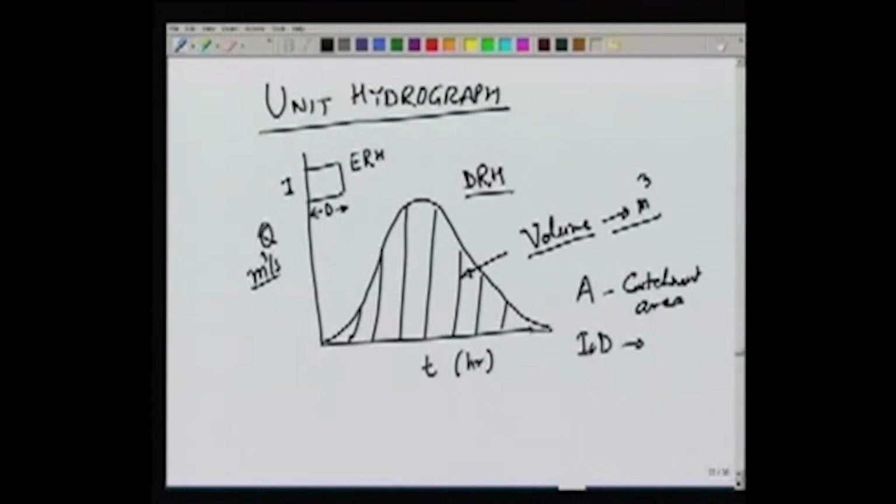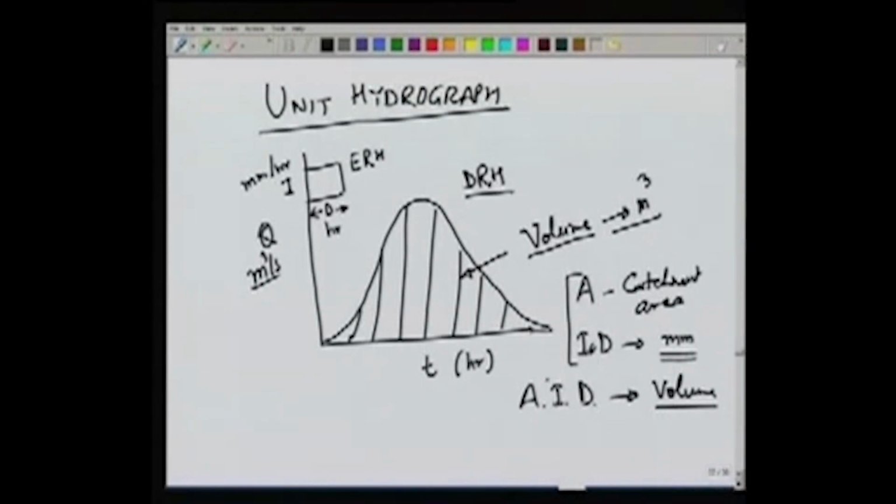So I into D will give us, suppose this I is in millimeter per hour and D is in hours, the amount of rain in millimeter units. Now this is occurring uniformly over the whole catchment area. So if we multiply A into I into D, we would get a volume, and since this DRH is a result of this ERH, these two volumes should be the same.